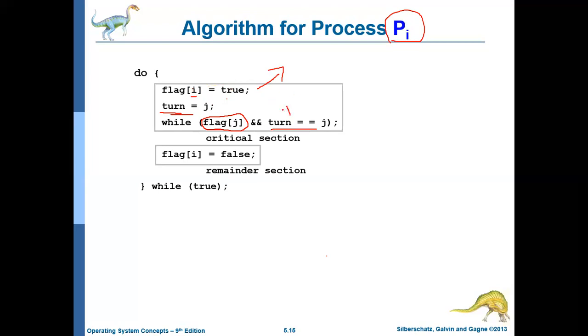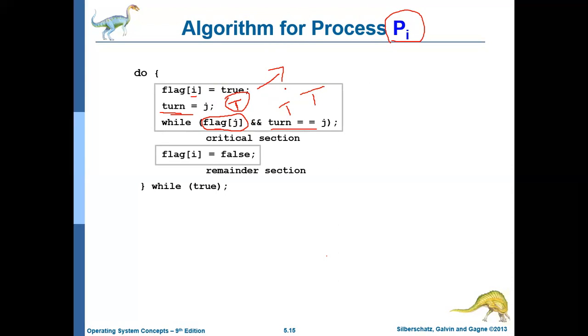So this is true. But flag of j is true or false, that currently we don't know. If it is true, then it means that the jth process also wants to enter the critical section. If flag of j is also true, then the jth process also wants to enter the critical section. So if flag of j is also true, then this while loop will return true.